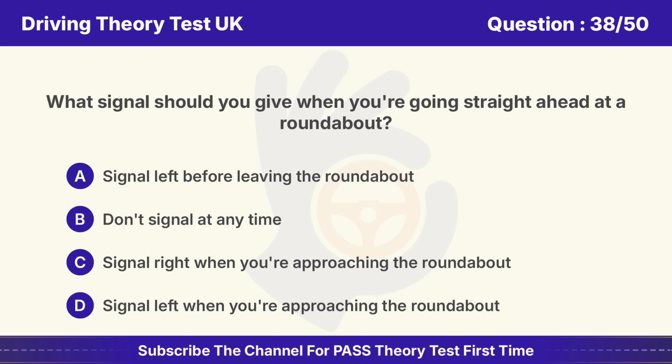Question 38. What signal should you give when you're going straight ahead at a roundabout? Option A. Signal left before leaving the roundabout. B. Don't signal at any time. C. Signal right when you're approaching the roundabout. D. Signal left when you're approaching the roundabout.